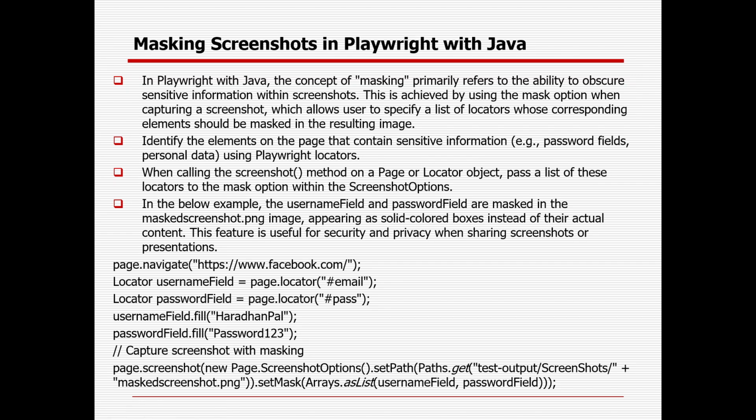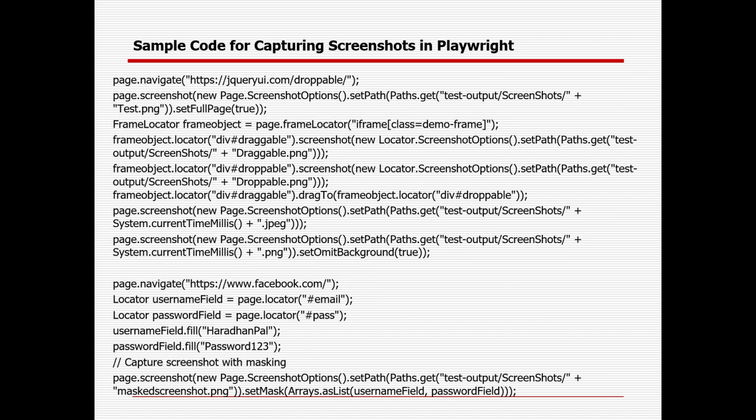And the last one: if you want to mask a couple of locators where you are already entering values, but whenever capturing the screenshot you want them masked, you can do that with the help of setMask, Arrays.asList, and the variable or element locator value of the elements you want to mask. Those are the things you can try for capturing screenshots on your own, and let me know if you face any problem.